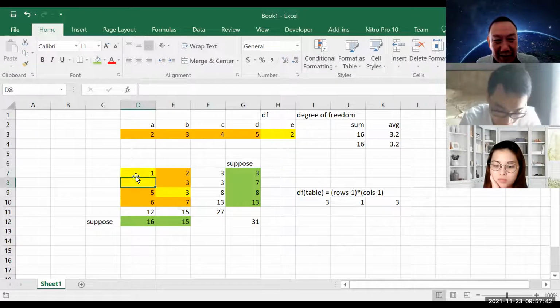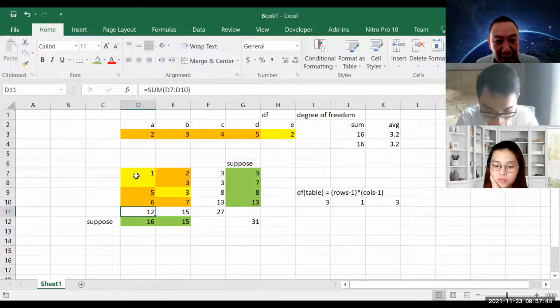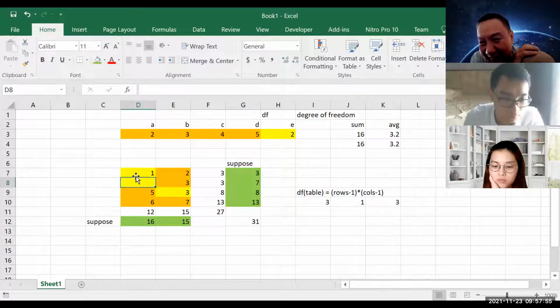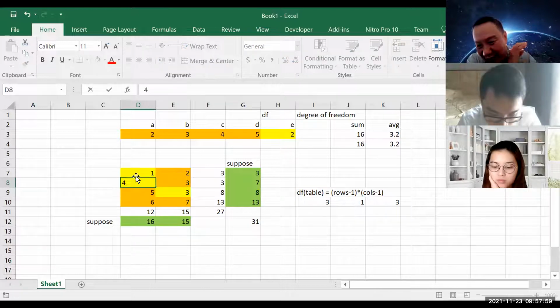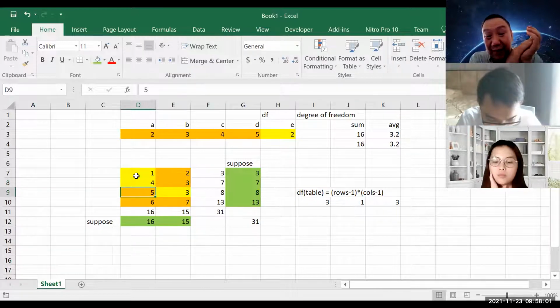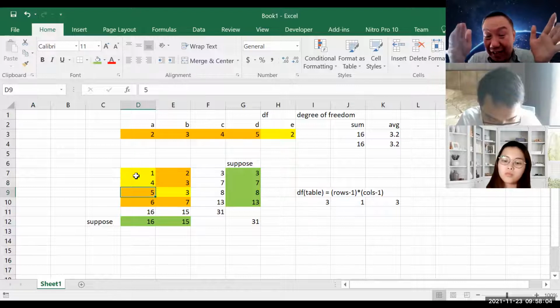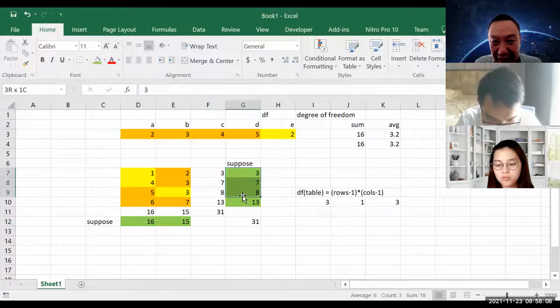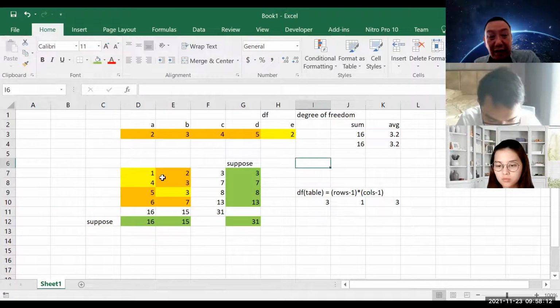Okay, then you know that this should be 16, and this one must be 7 total, right? But here is 12, so what is the number in here? 4. Exactly, so 4, right? So given the statistic, this is the statistic, right? The ones in green here are the statistics.